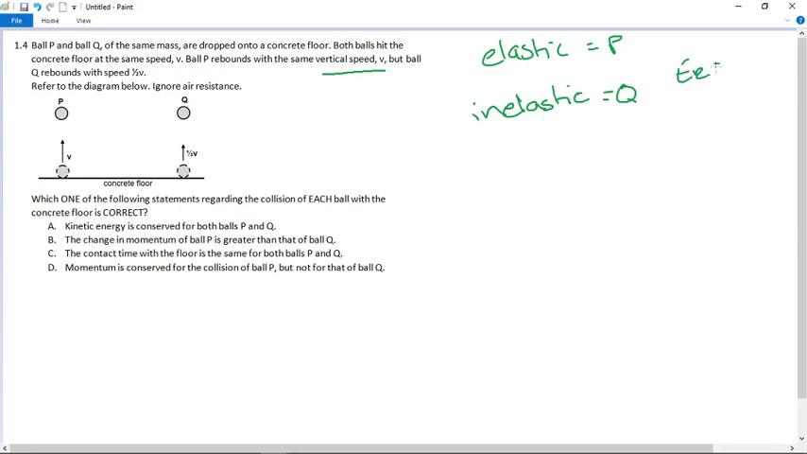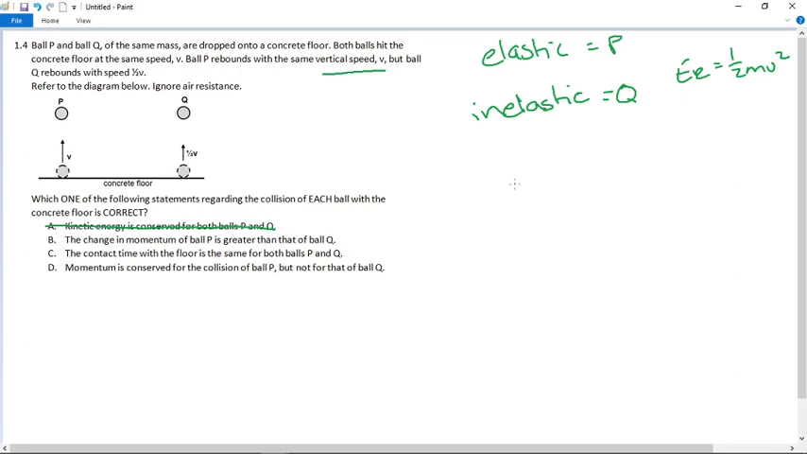And kinetic energy is a half mv squared. So the thing that we're changing is the v here. So it says which one of the following statements regarding the collision of each ball with the floor is correct? Kinetic energy is conserved for both balls. No, that's not true because the one changed its velocity. The change in momentum of ball P is greater than that of ball Q. Well, let's have a look.